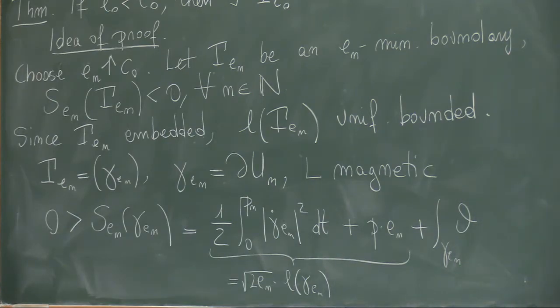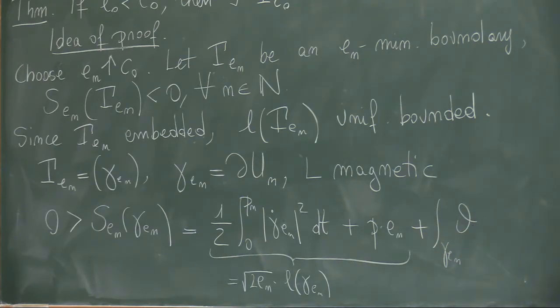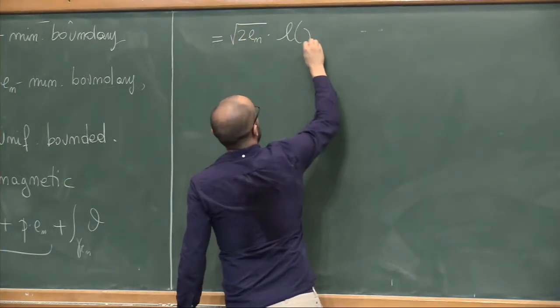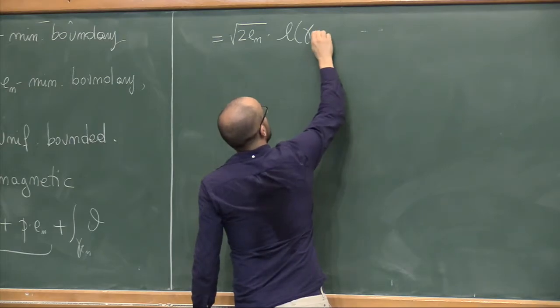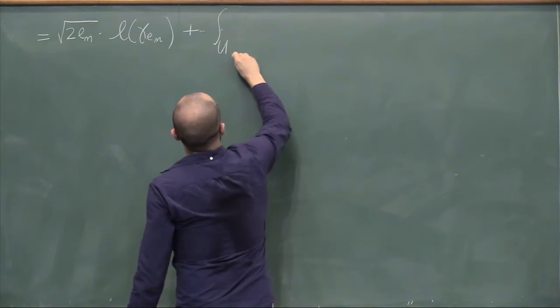Now gamma_n is the boundary of the set U_n. So by Stokes' theorem, the integral of theta along gamma_n is nothing but the integral of the differential of theta over U_n. So this is square root of 2 e_n times the length of gamma_n plus the integral over U_n of d theta.